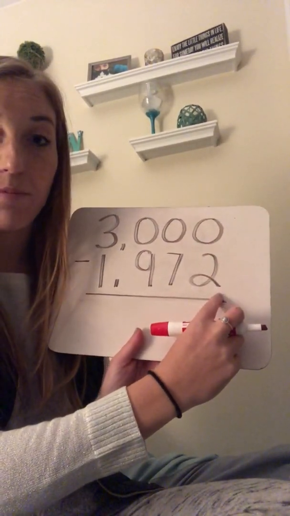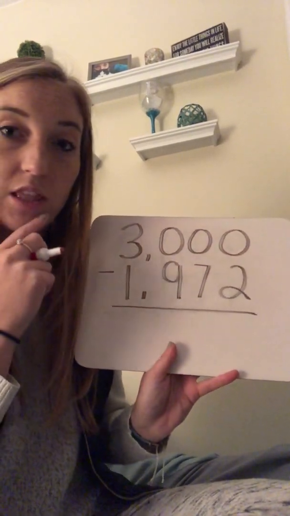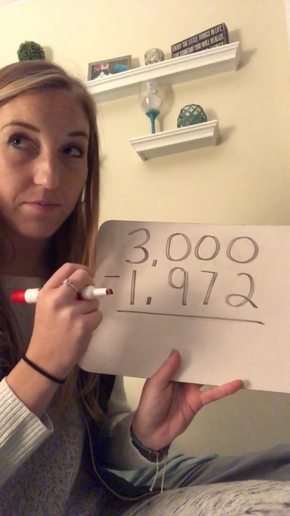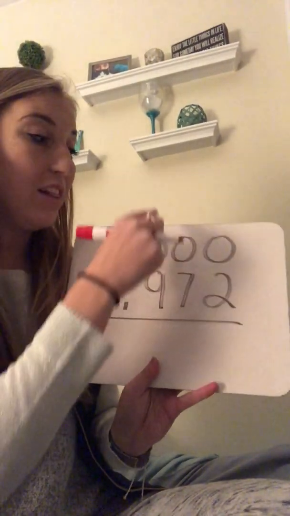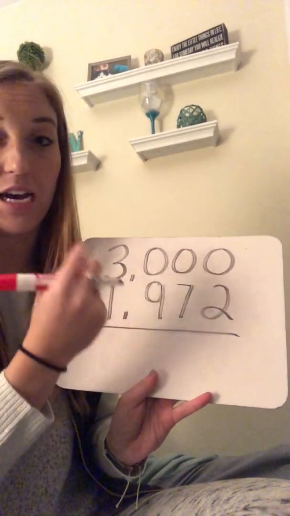Now, when we start subtracting this problem, we're going to do the same thing we have before and start in the one spot. In the one spot, we have 0 minus 2. So I'm going to think to myself, if I have 0, can I take 2 away? The answer would be no. So I'm going to need to regroup.